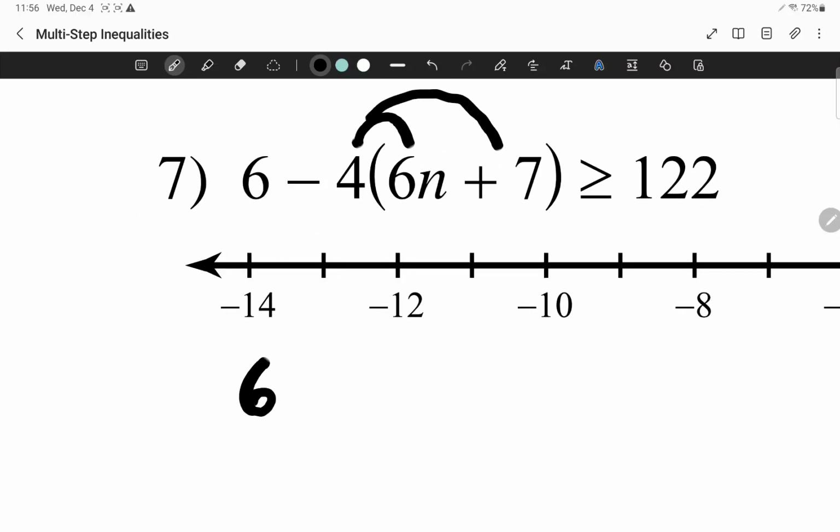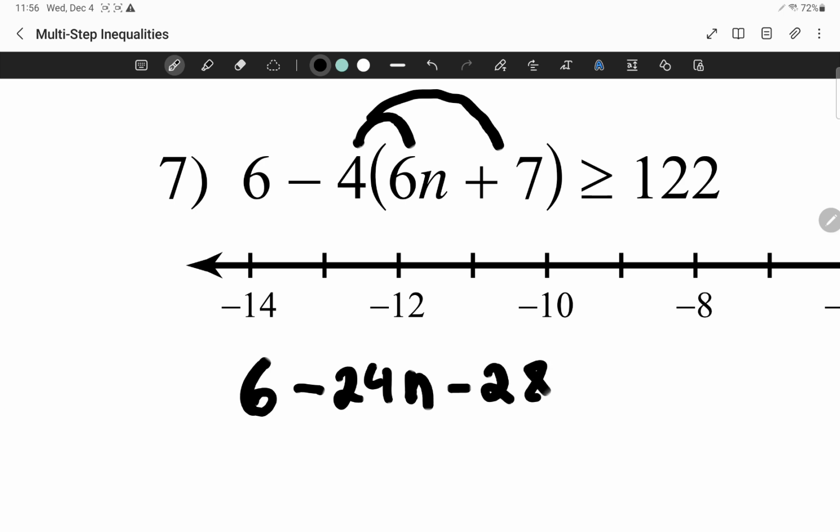I'm going to bring down the 6 because we're not going to do anything with it. And now we have a -4 times 6, which is -24. And then we do the -4 times the 7, which is -28. Okay, now we do the greater than or equal to 122.